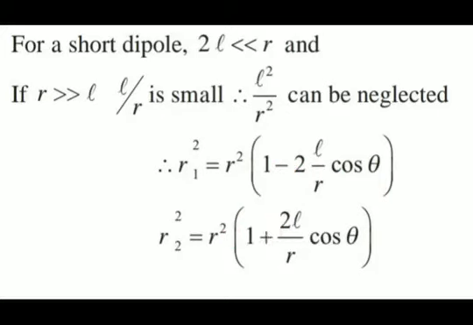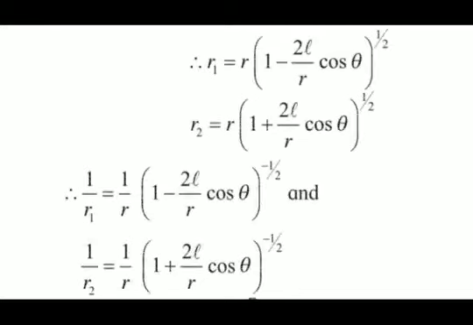So still we do not have the values of 1 upon r1 and 1 upon r2. Just now we have got r1 and r2, but in square form. What should be our next step? Yes, we can take the square root. So we will have r1 equal to r times (1 minus 2L upon r cos theta) power half, that is the root. Similarly r2 will have the same thing; the only difference between r1 and r2 is the plus and minus.